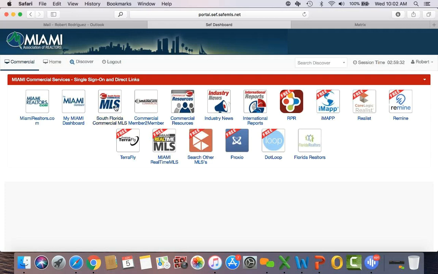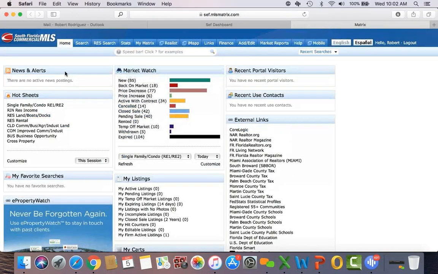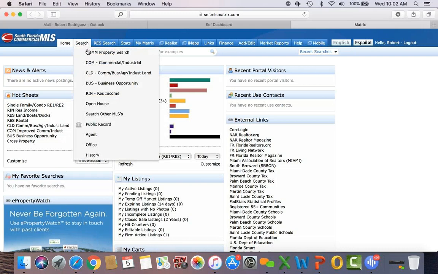Let's go ahead and get started by clicking on the South Florida Commercial MLS or Matrix, whichever one you use. Here I am. This is the South Florida Commercial MLS. It's strictly for MLS users of the commercial section. Here we have search, and we have commercial property search. We also have the commercial industrial, the CLD, which is the commercial land, and the business opportunity, and your residential income.